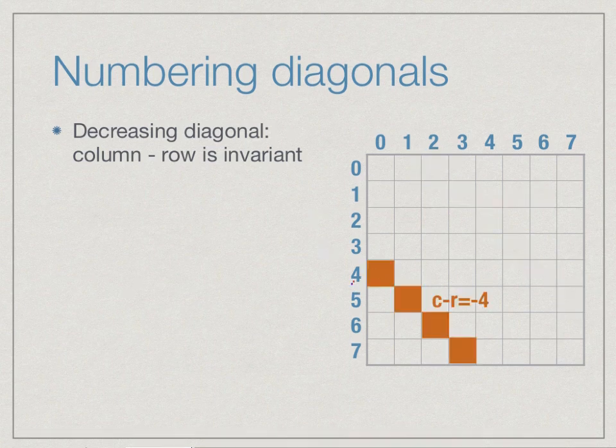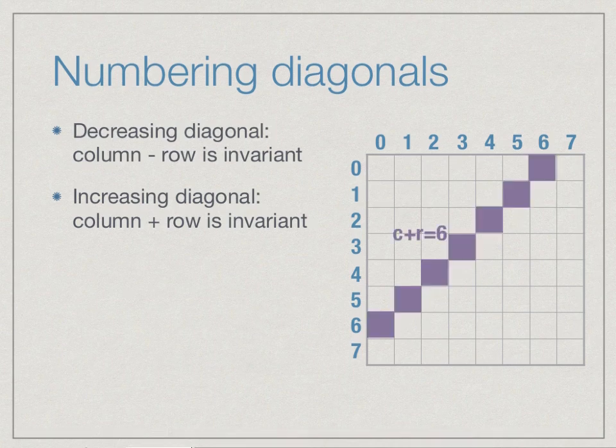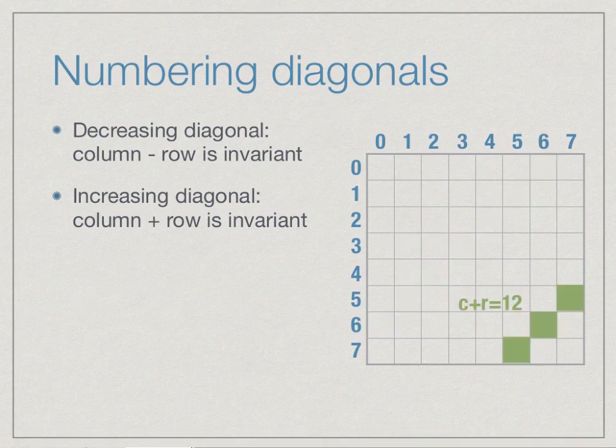As another example, here we have 0 minus 4, so this difference is minus 4, and similarly 3 minus 7 is also minus 4. So everything along this particular diagonal has a difference of minus 4. Now if we look at the diagonals going the other way, then we'll find that the sum is an invariant. Here for instance, we have 6 plus 0, 5 plus 1, 4 plus 2, 3 plus 3 and so on. So along this purple diagonal, C plus R is equal to 6 everywhere. And along this green diagonal, we have 7 plus 5, 6 plus 6 and 5 plus 7, so C plus R is equal to 12.